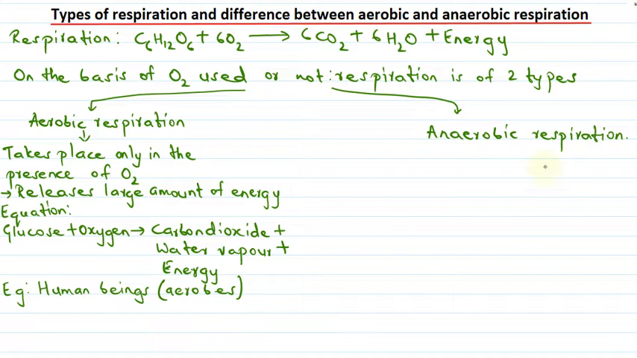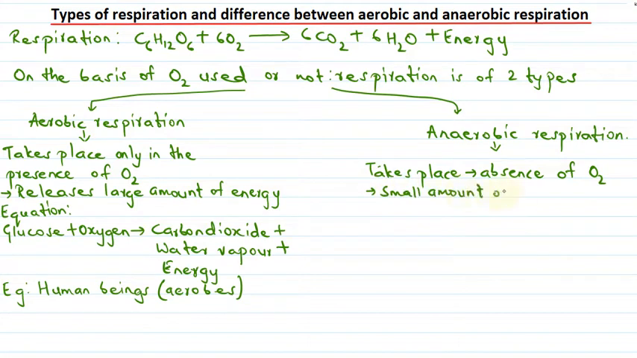Now let's understand what happens in anaerobic respiration. Anaerobic respiration is a type of respiration that takes place in the absence of oxygen. During anaerobic respiration, a small amount of energy is released, whereas in aerobic respiration we saw that a large amount of energy was released.